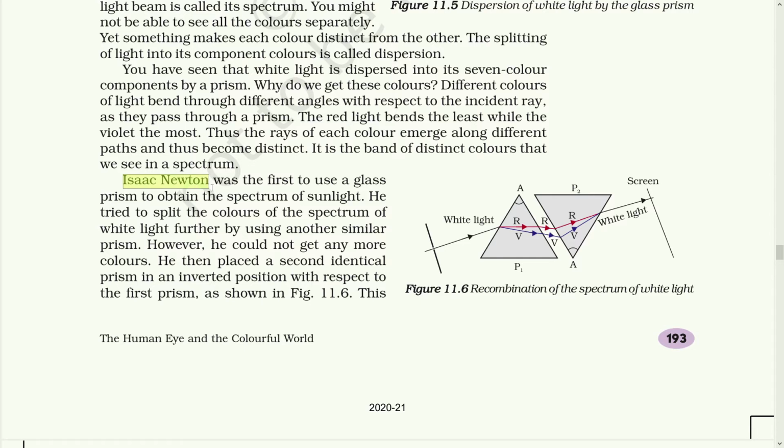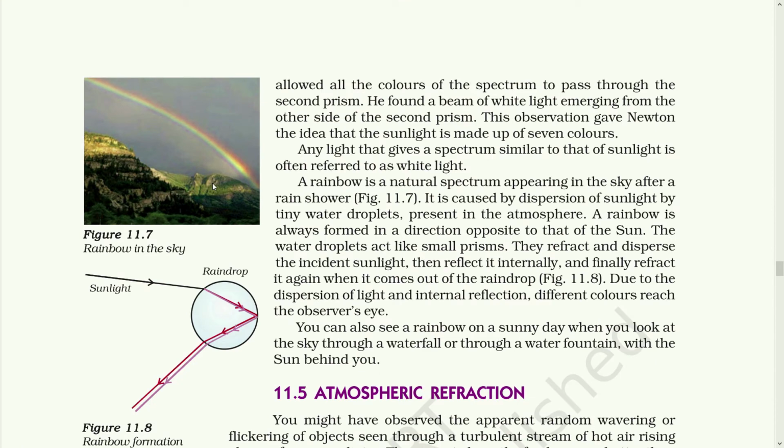Then he placed a second identical prism in an inverted position with respect to the first prism, as shown in figure 11.6. This allowed all the colors of the spectrum to pass through the second prism. He found a beam of white light emerging from the other side of the second prism. This observation gave Newton the idea that sunlight is made up of 7 colors. Any light that gives a spectrum similar to that of sunlight is often referred to as white light.